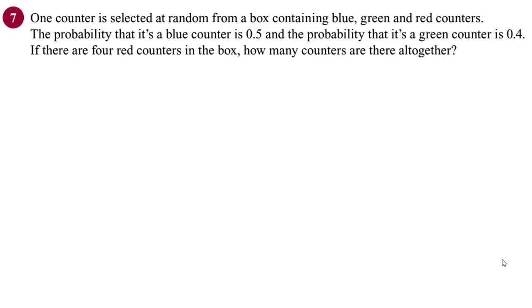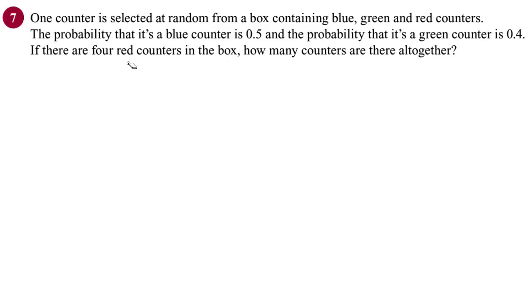Okay, hope you've tried it. Let's have a go at it. It says that one counter is selected at random from a box containing blue, green, and red counters. The probability that it is a blue counter is 0.5, and the probability that it is a green counter is 0.4. Now, if there are 4 red counters in the box, how many counters are there altogether?